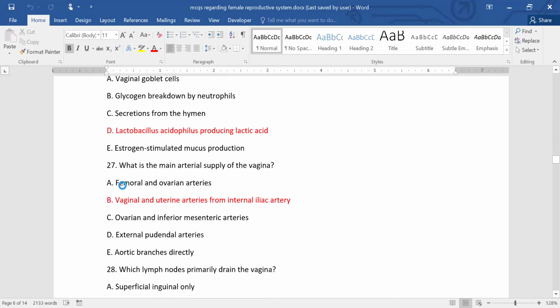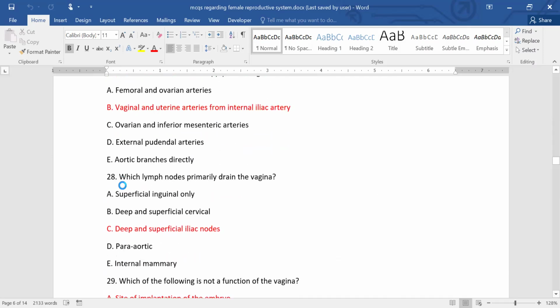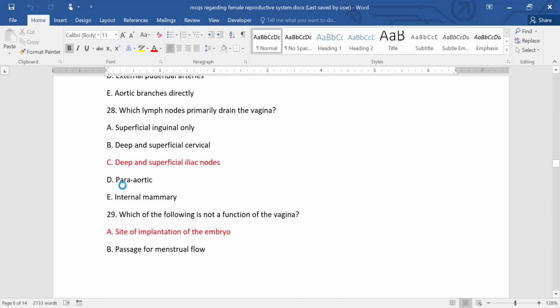What is the main arterial supply of the vagina? Vaginal and uterine arteries from the internal iliac arteries. Which lymph nodes primarily drain the vagina? Deep and superficial inguinal lymph nodes. Which of the following is not a function of the vagina? Site of implantation of the embryo.